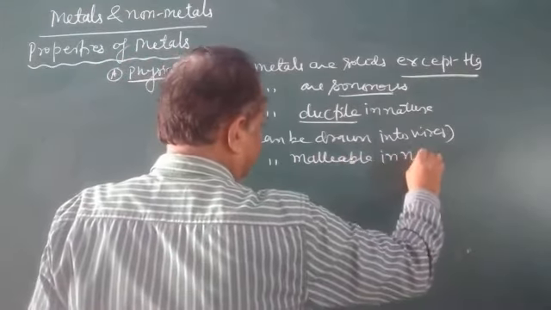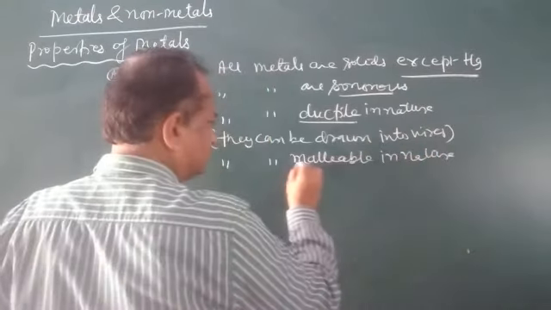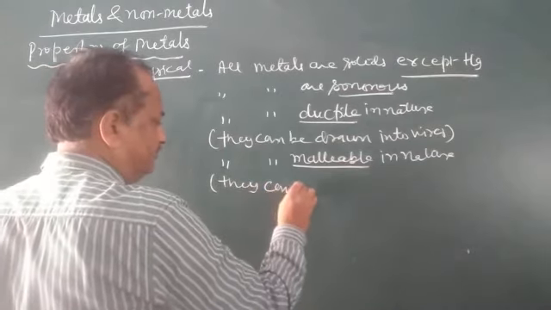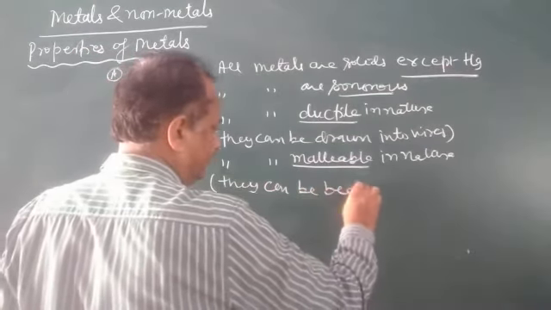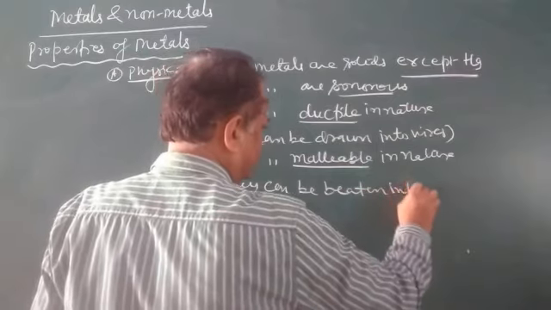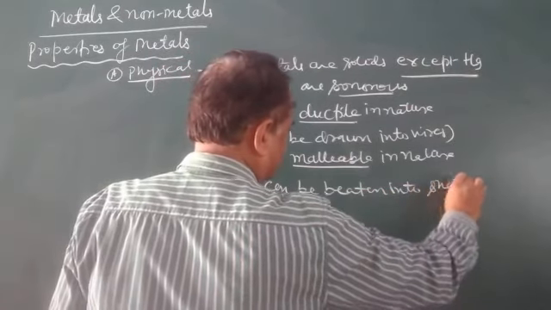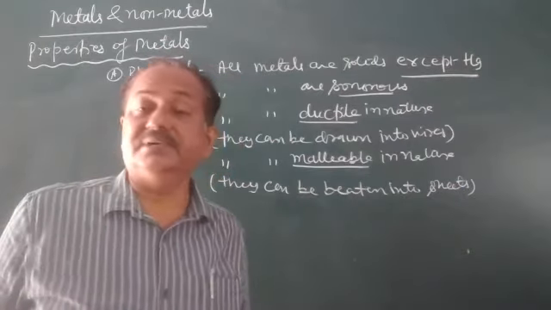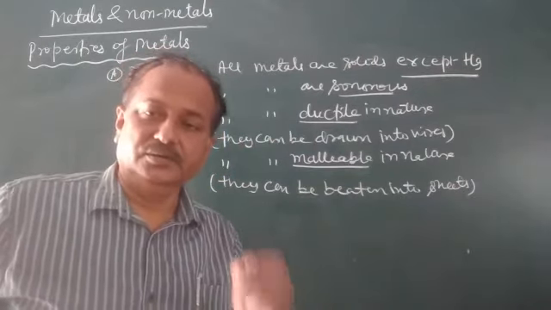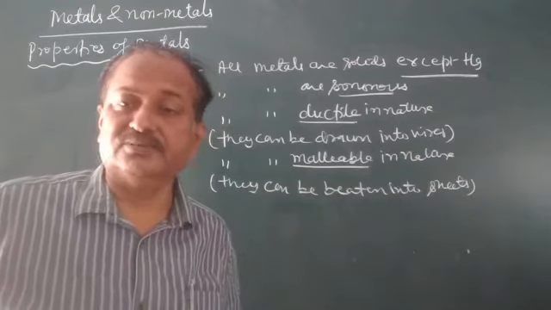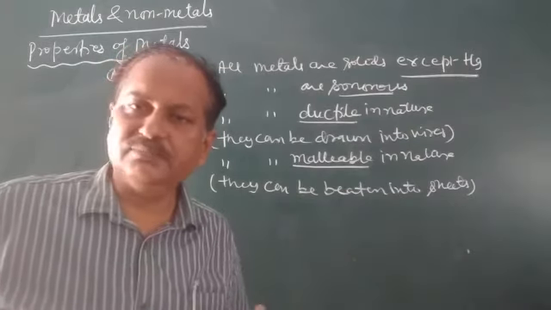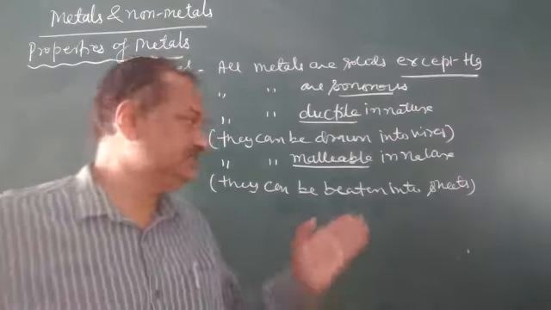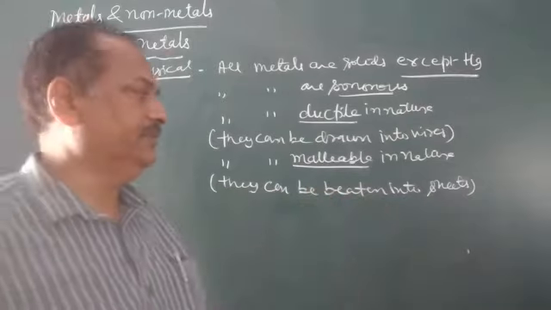Malleable in nature. Metals are malleable, so they can be beaten into sheets. You might have seen ornaments, utensils, and different foils of aluminium, silver, and gold, which we call work. This is the property of metals due to which they can be beaten or hammered into sheets.